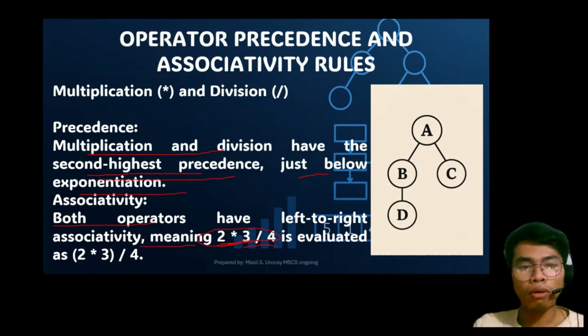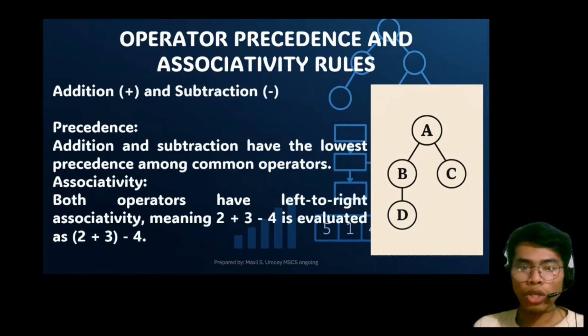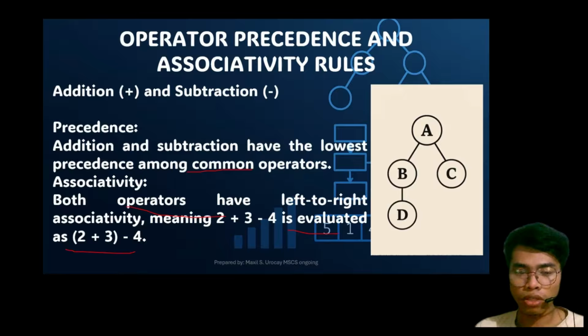Okay, now for addition and subtraction, which have the lowest precedence among the common operators. Both operators have left to right associativity, meaning 2 plus 3 minus 4 is evaluated as 2 plus 3 first, going to the minus 4. That's how you work on that, because you cannot just do 3 minus 4 first, then 2 plus the result of 3 minus 4.